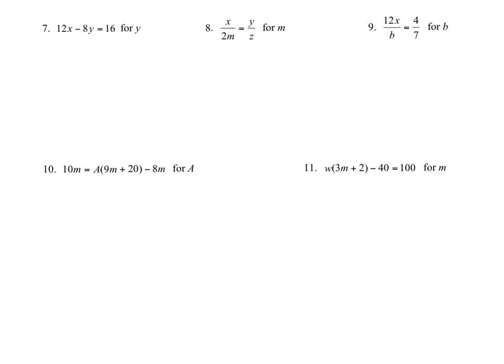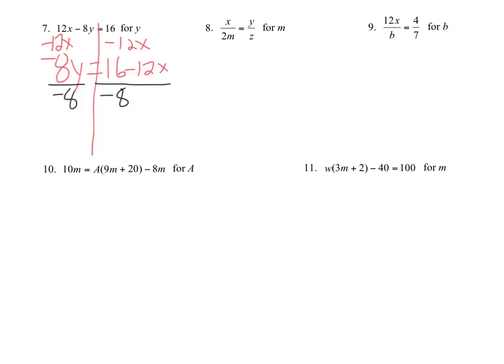Okay, a few more. So here we're looking for y. My first move is to move this positive 12x, and I'm going to minus it. So I moved the 12x by minusing it. So I have 16 minus 12x. Now I'm going to divide both sides by negative 8.